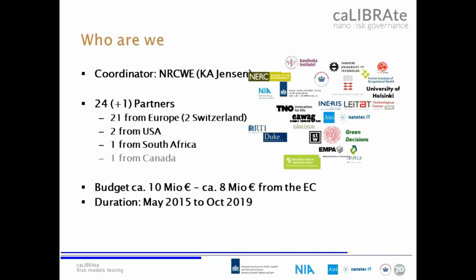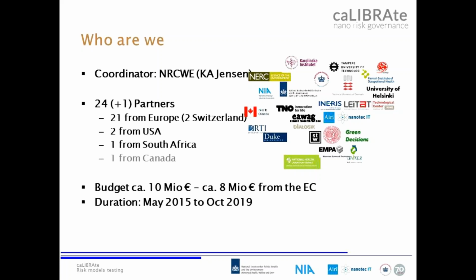The caLIBRAte project is a large research and innovation action with a budget of about 10 million euros and 25 partners, including organizations from Europe, US, South Africa, and Canada. The partnership is composed of public research organizations, organizations with expertise in the risk management of nanomaterials like consultancies, and industrial associations like us and NIA. The project lasts for 4 years and will end in 2019.